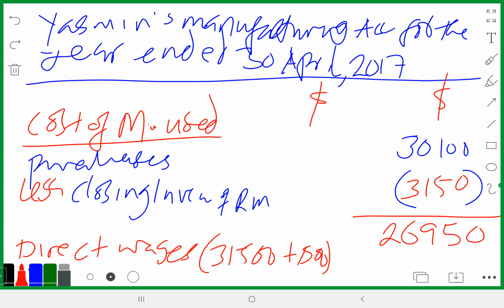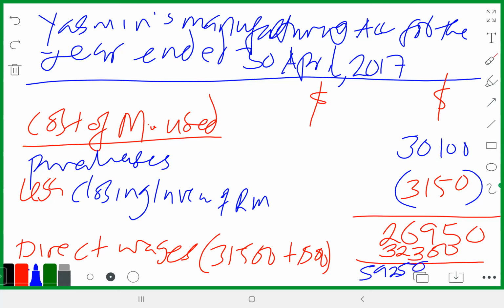$32,300. Right. So you can add these two. What do you get when you add the cost of raw materials and the direct wages? It's 59,250.